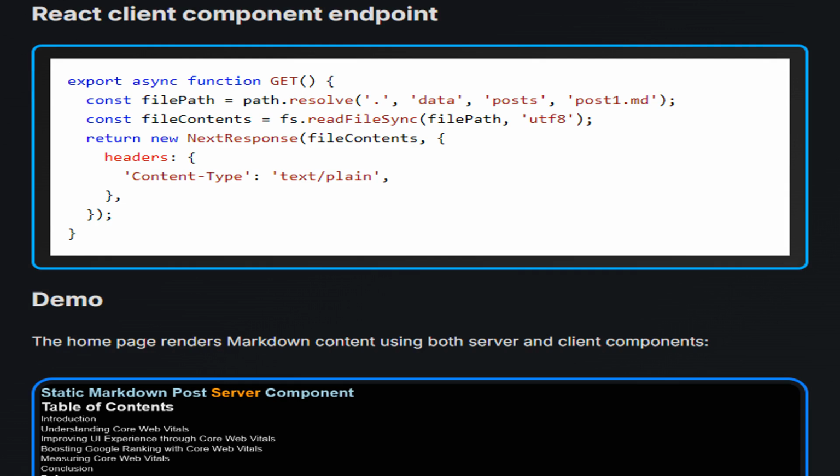This code snippet is a TypeScript function that exports an asynchronous GET request handler. It resolves the file path for a Markdown file, post1.md, located in a data posts directory, reads its contents synchronously in UTF-8 encoding, and then returns a response containing the file's contents with a content type header set to text/plain. This setup is likely used in a server environment, such as a Next.js application, to serve the contents of a Markdown file as plain text.